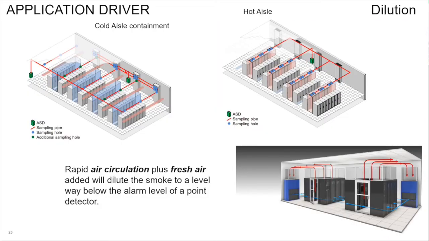Okay, now active aspirating sampling with powerful fans can take care of rapid air circulation, plus fresh air added, while this can dilute the smoke to a level way below the alarm level of a point detector. So the sensitivity of pre-alarm is 0.002 obscuration per meter. That is the beauty of this system available with SecuriTone. You can see very well in the picture.